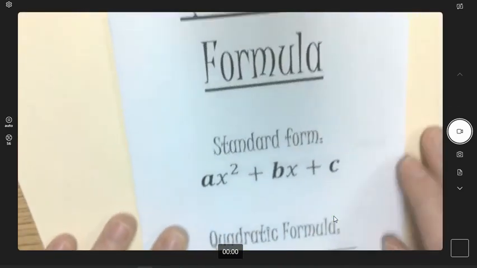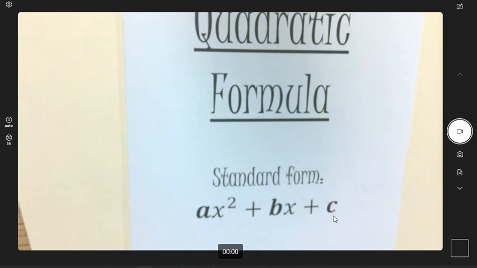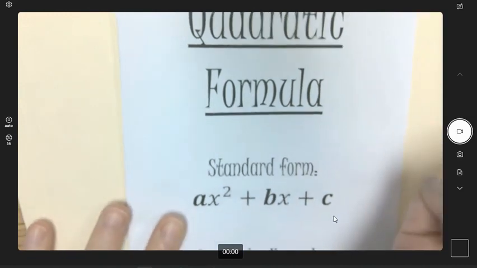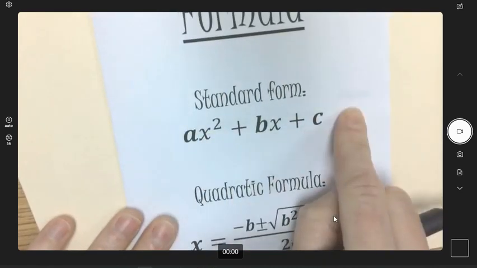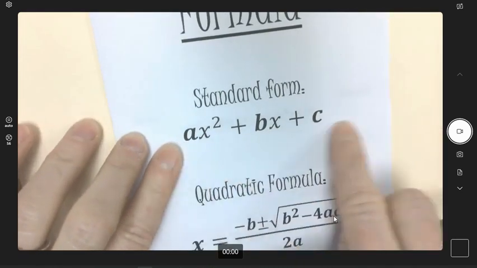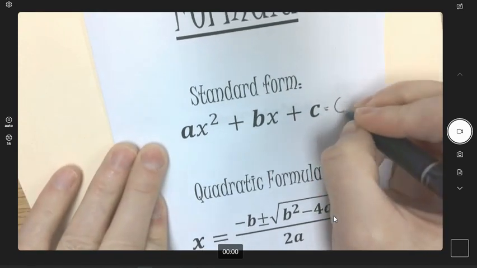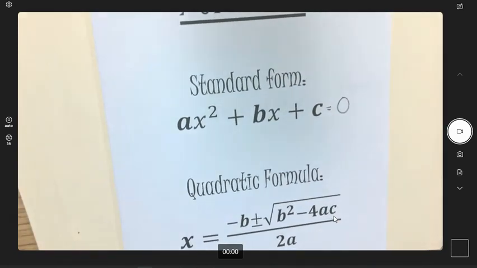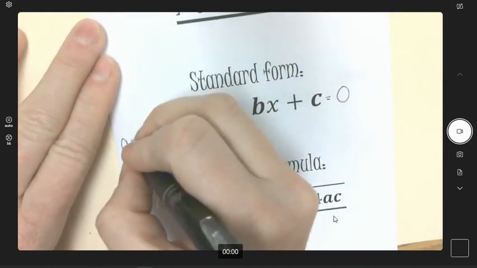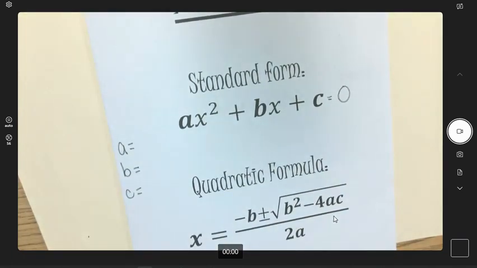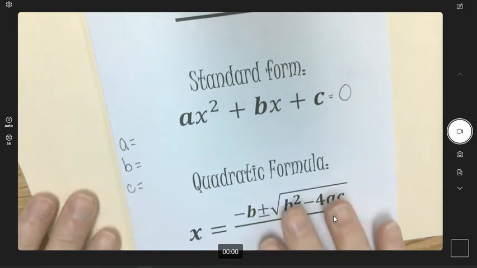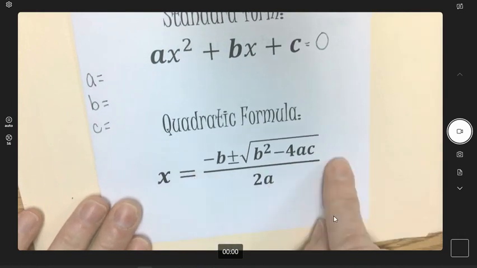Let's go ahead and look at the quadratic formula. So the quadratic formula is whenever you have a quadratic equation, this either says y equals or it says equals 0. But it's your standard form where you have A is a value, B is a value, and C is a value. That's going to be one of the first things you do whenever you get your problem. So you write down what A, B, and C are. Then you plug it into this formula.